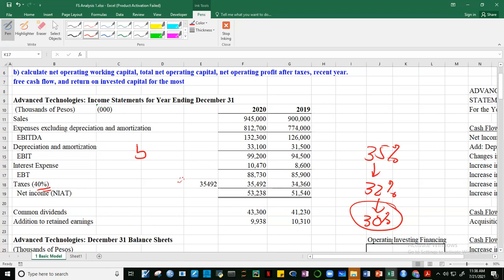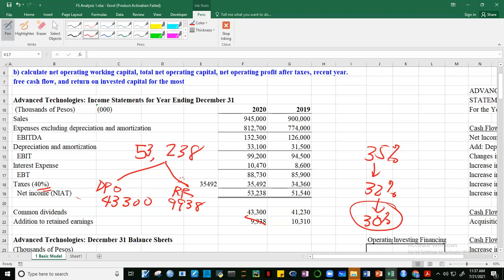Okay, so 35,492. So our net income is 53,238. Then the disposition of this can be distributed as dividends. This is our dividend payout ratio. The others go to retention, the retention rate, RR. In this case, in our problem, 43,300 was distributed as dividends, and the remaining 9,938 was flowed back to operations, retained earnings.